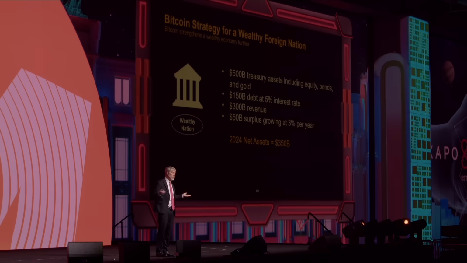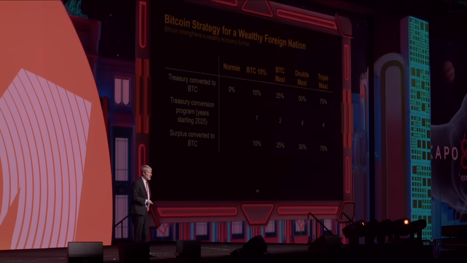Bitcoin strategy for wealthy foreign countries. Let's say you have a lot of money. You know, maybe you're Saudi Arabia or Norway, and you make a lot of money. Well, what's your strategy? You want to be a normie, a maxi, a double maxi? A maxi puts 25% of their money into Bitcoin. A triple maxi goes 75% and converts their surpluses into Bitcoin.